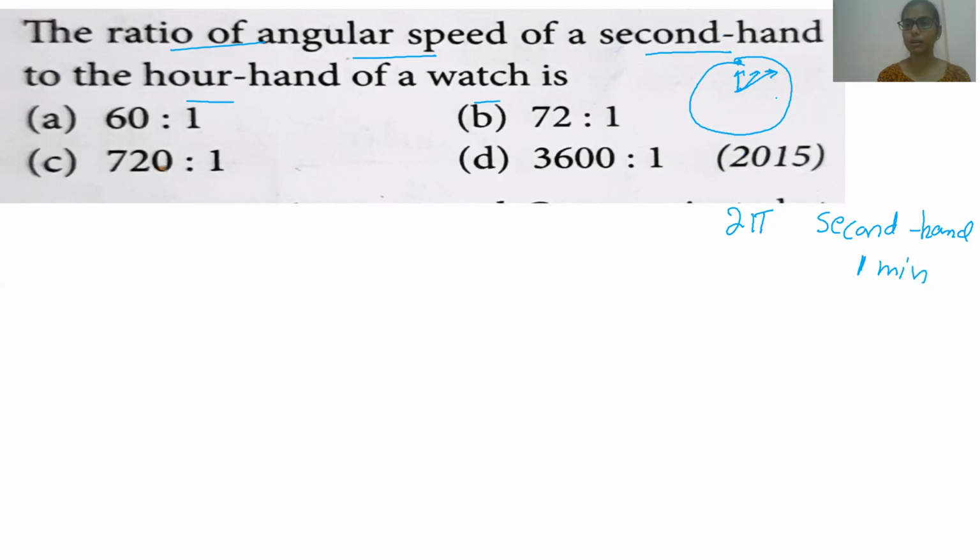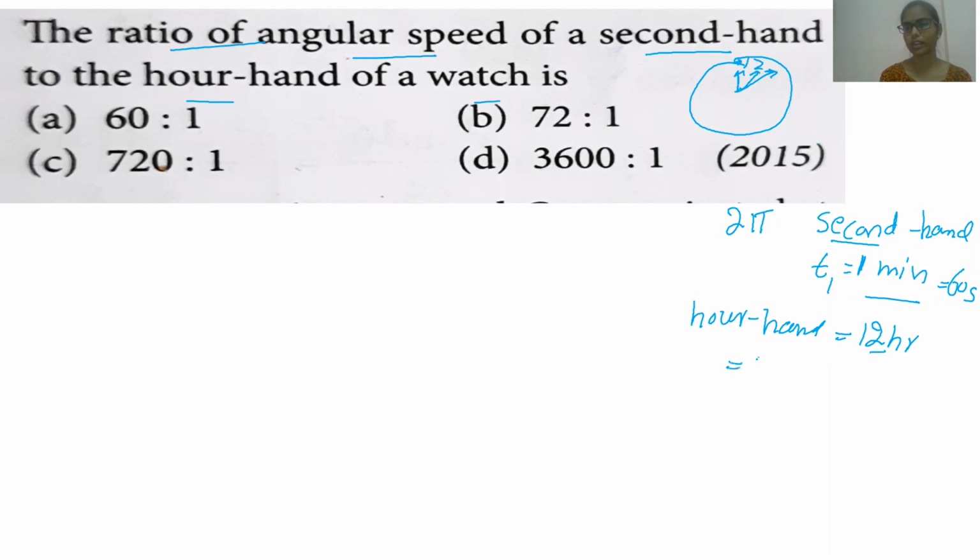To complete one complete circle, the second hand takes 1 minute. That means it takes 60 seconds. Similarly, the hour hand, to complete one complete circle, how much time will it take? It will take around 12 hours, right? It starts from 12, then 1, 2, 3, and again comes back to 12, which means the hour hand will take 12 hours.